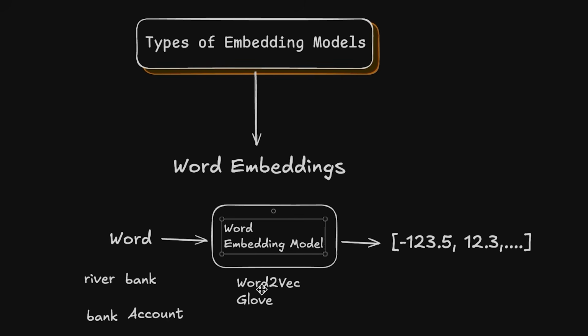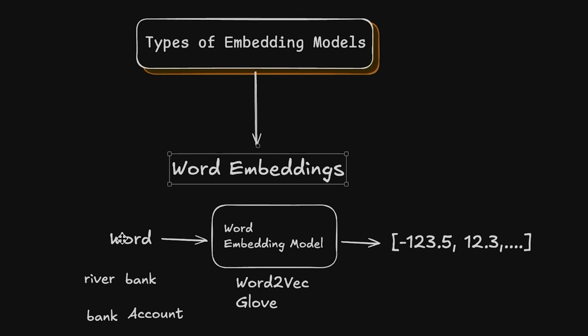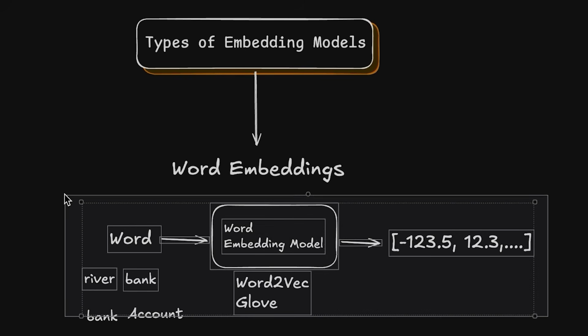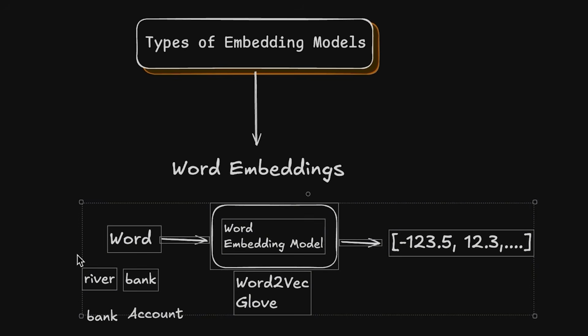We developed these Word2Vec and GloVe embedding models, which are powerful if you want to do individual word search, but it's not powerful when you try to find the context of that word in a given sentence. And that's the main limitation of the word embedding model. So that's the first embedding model that we have.